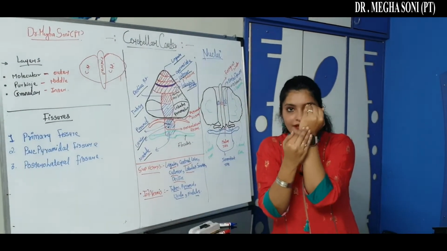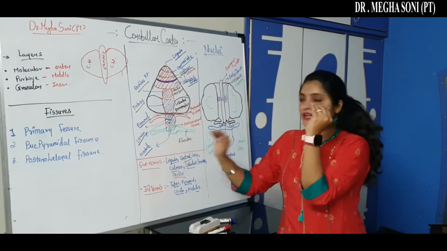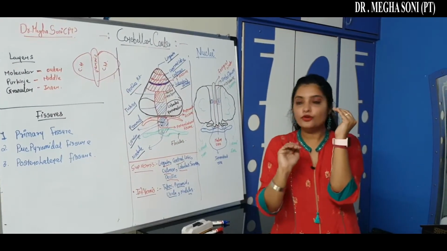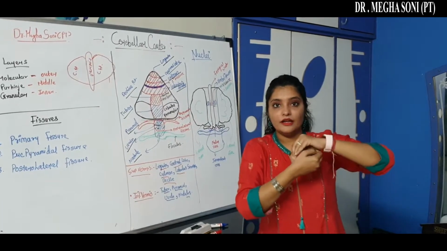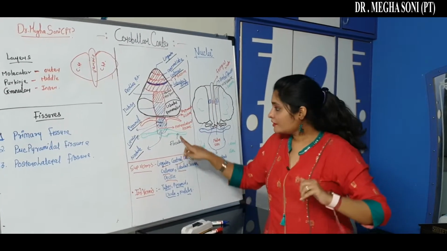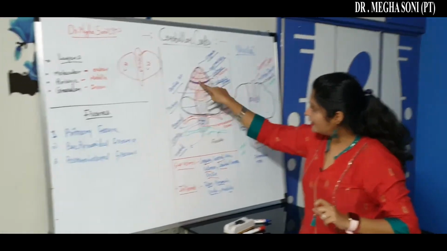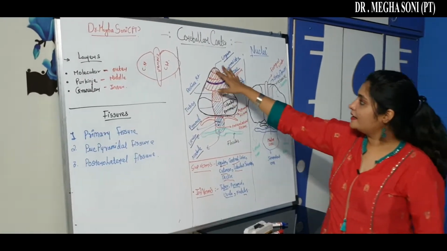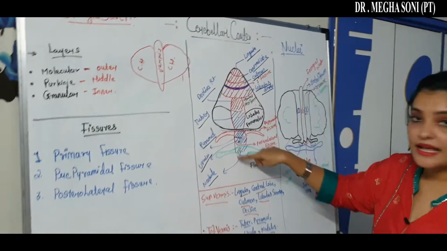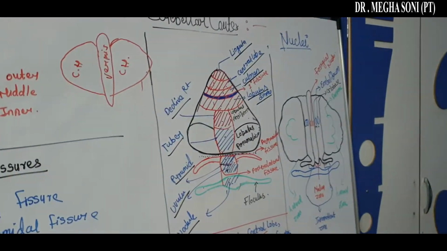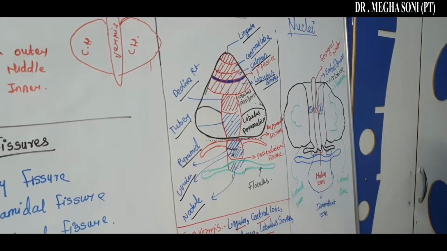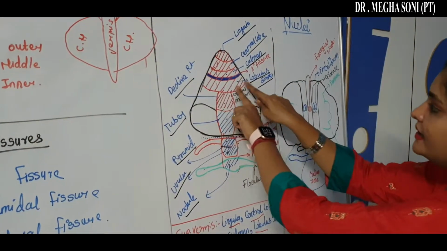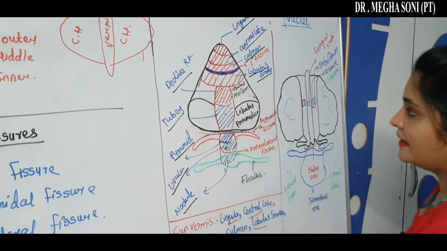So they are situated here, whereas the remaining parts like tuber, pyramid, uvula and nodule, they are situated inferiorly. Fine. Okay, inferiorly. So these are the parts of vermis. The red portion are superior vermis and the blue one is inferior vermis. Fine. Now we'll see the parts of cerebellar hemisphere. Okay, you can easily make it out.